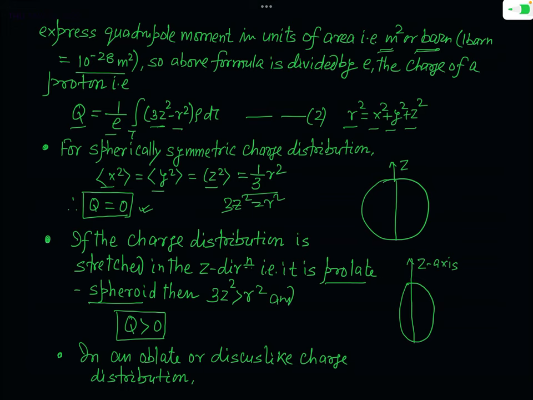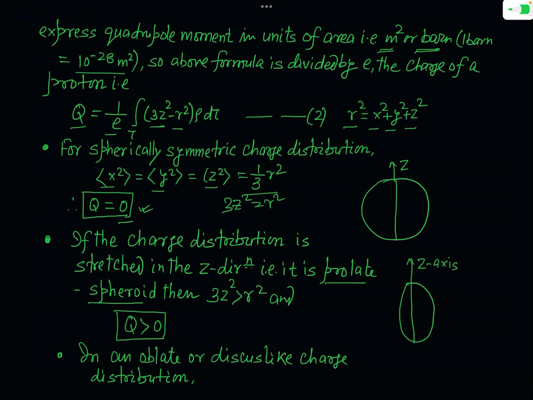On the other hand, you can take this quadrupole moment as a criterion, as a parameter to decide whether the nucleus is spherical or not. So you can say all those nuclei for which the quadrupole moment about the body z axis is equal to 0, all those nuclei will be spherical.